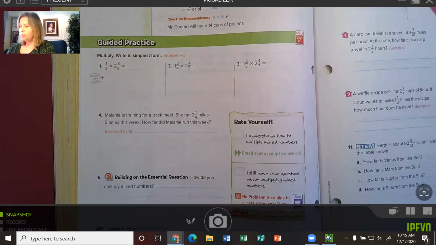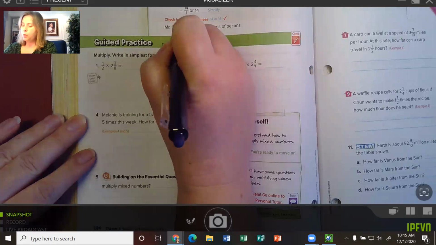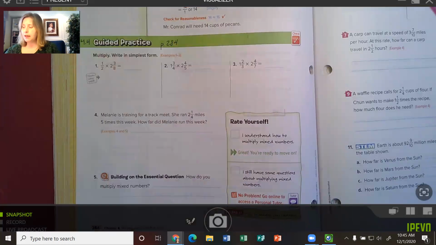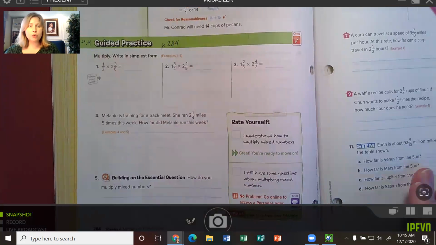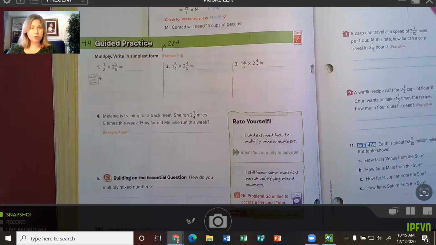All right, so next we are on page 284 and we are in lesson 4.4. We're just going to do a few more sample problems together for the guided practice. So multiply and then write each answer in simplest form. Number one, we have 1/2 times 2 3/8.